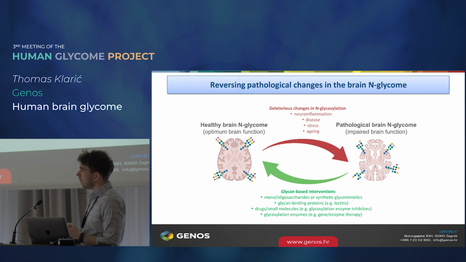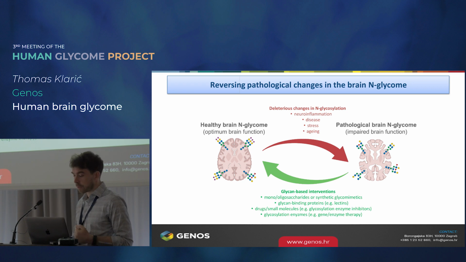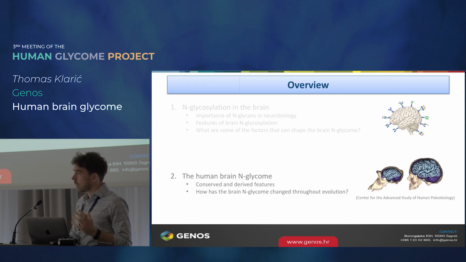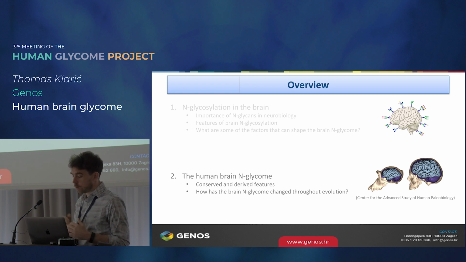But the dynamic nature of it provides hope that if we learn how to harness some of these properties through the use of targeted glycan-based interventions, we might be able to one day manipulate the brain N-glycome for good to try to shift this back towards a healthier type of brain N-glycome and potentially restore brain function. So that's really the ultimate goal, and that's why we study N-glycosylation in the brain. And that brings us to where we are today and why we have a special interest in the human brain N-glycome.